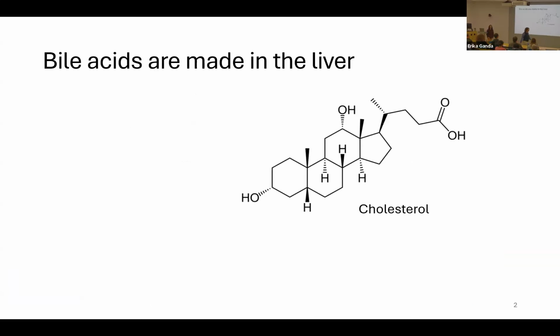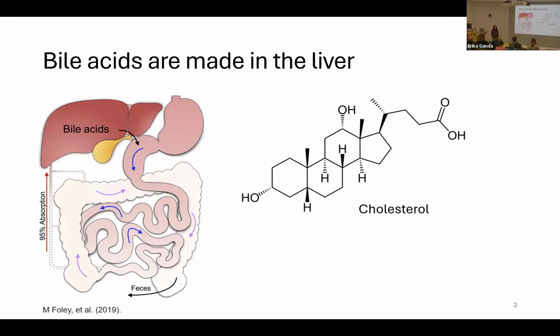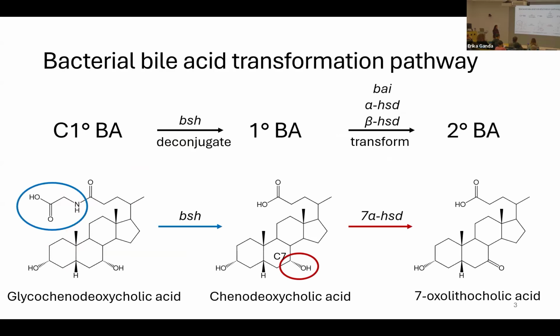Okay, the slide. Some background on bile acids. Bile acids are amphipathic molecules made from cholesterol in the liver. They maintain this four-ring structure. And there are two primary bile acids made by humans. This is cholic acid and chenodeoxycholic acid. And they get conjugated to glycine or taurine.